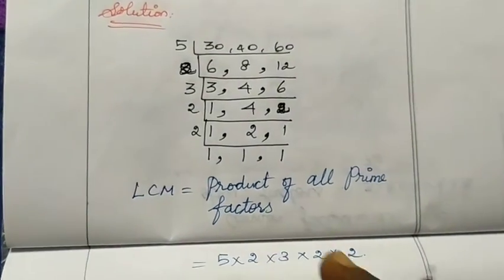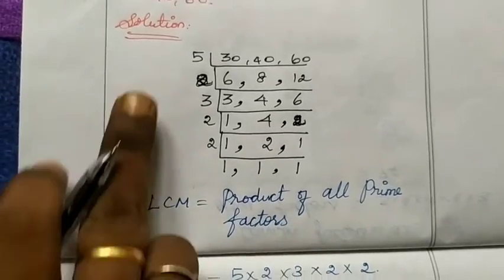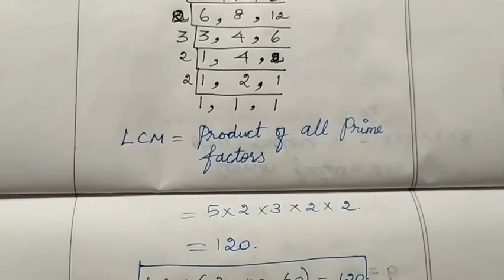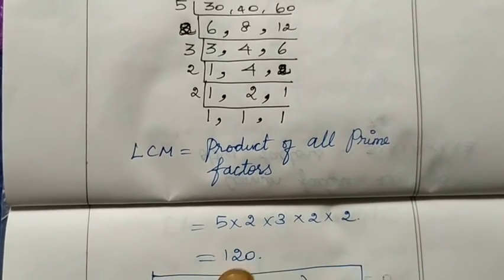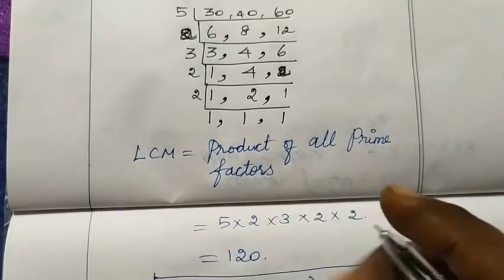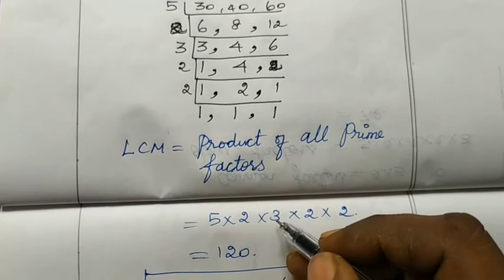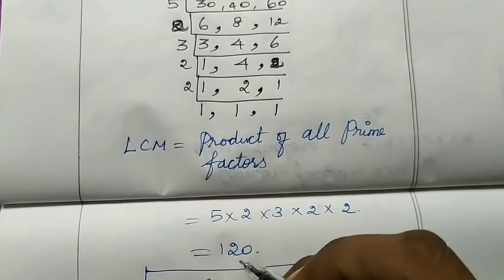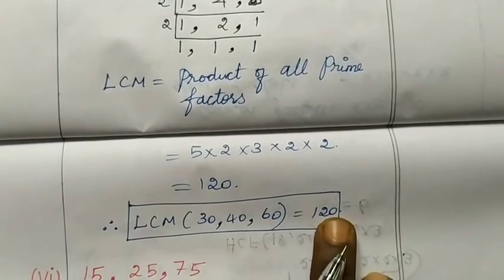Here the LCM equals the product of all prime factors. So we take all the numbers and multiply: 5 into 2 into 3 into 2 into 2. 5 2s are 10, 10 3s are 30, 30 2s are 60, 60 2s are 120. Therefore the LCM of 30, 40, 60 equals 120.